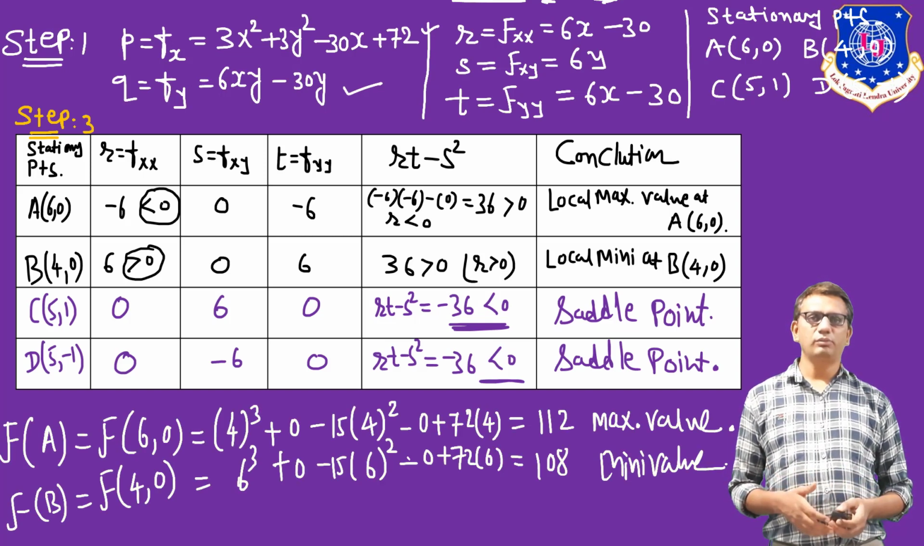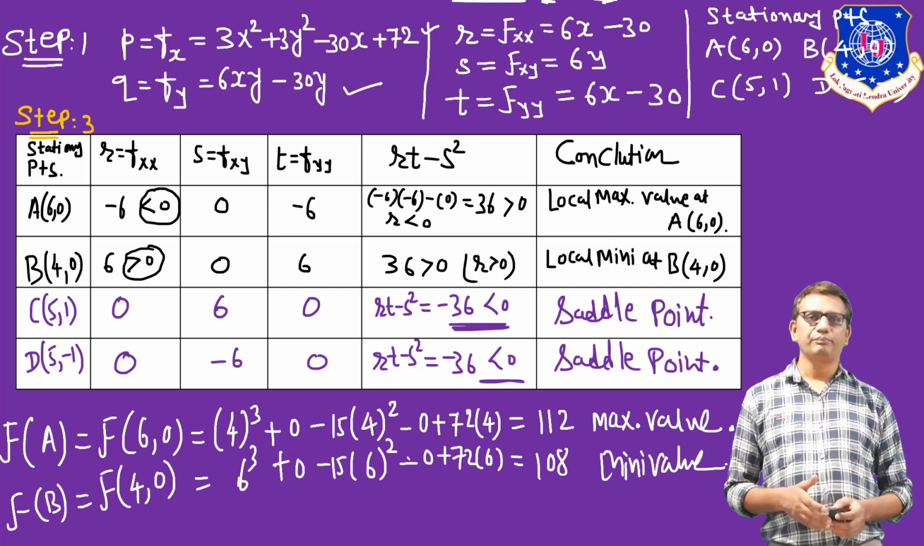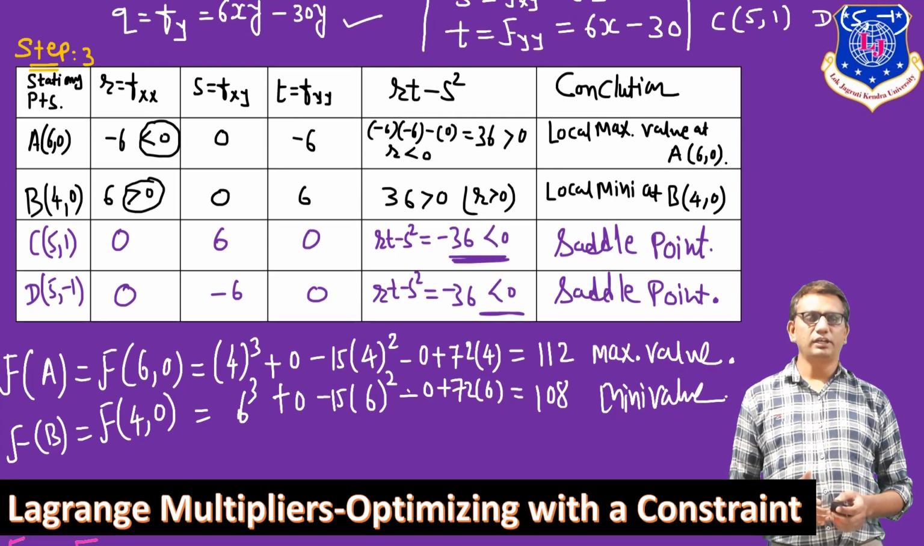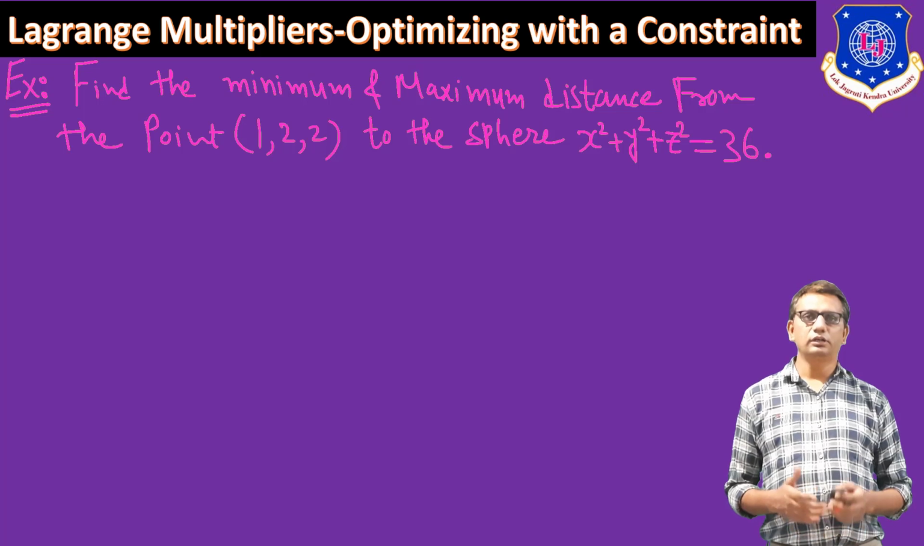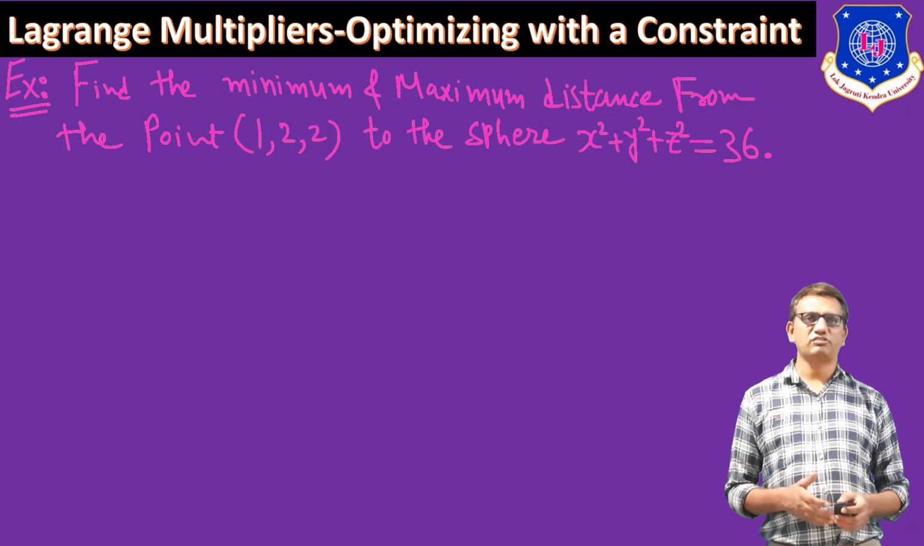So our local maximum and local minimum values are in this particular table. So here, in the next step, we will apply the second part of the Lagrange's multiplier method for maxima and minima. Find out the maximum and minimum value at the point (1, 2, 2) on the surface x square plus y square plus z square equal to 36.